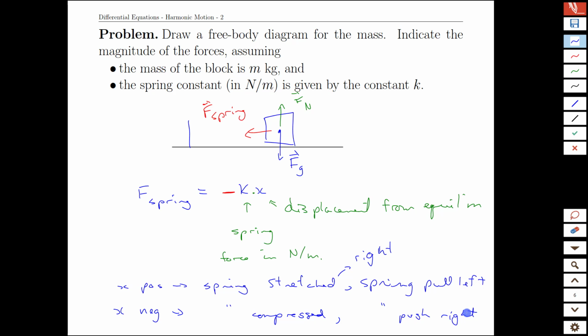And the lovely thing about this mathematical form is it takes care of both of those without you having to think about it. If x is negative, we multiply by negative and we get a positive spring force. If we've moved to the left, the spring pushes back to the right. And then if x is positive, it's more clear. If x is positive, we get a negative force. So if we've moved the spring to the right, the spring resists that and pulls to the left.